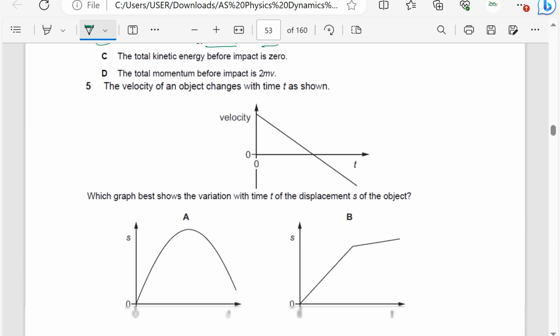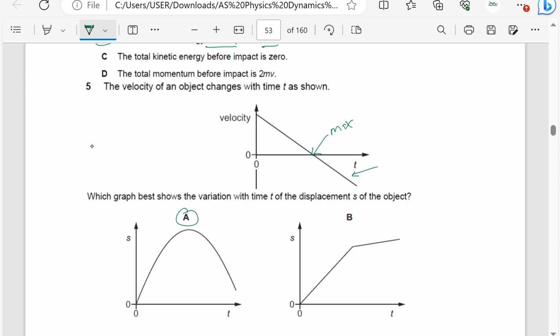If the collision is elastic, the initial kinetic energy should be the same as the final kinetic energy. The velocity of an object changes with time as shown. Which graph best shows the variation with time t of the displacement s of the object? So here, the velocity decreases to 0. Here it has reached maximum height, the highest displacement. Here it has changed direction because the velocity is increasing in the opposite direction. So it is going downwards. So here the answer is going to be A.